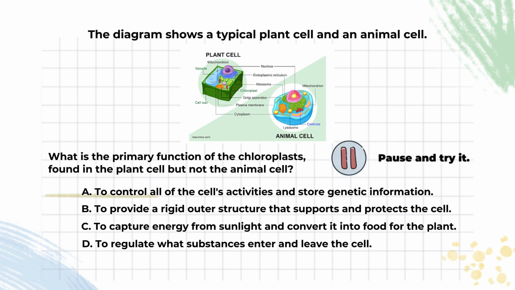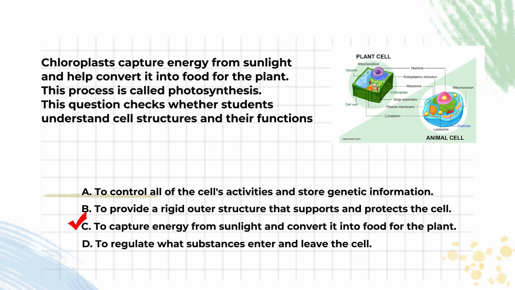The correct answer is C. Chloroplasts capture energy from sunlight and help convert it into food for the plant. This process is called photosynthesis. This question checks whether students understand cell structures and their functions.